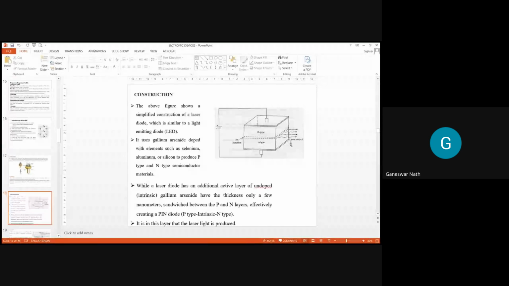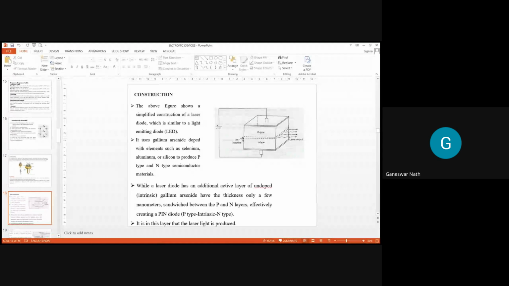Okay, so this figure simply shows a simplified construction of a laser diode, which is similar to that of the light emitting diode. It uses gallium arsenide doped with elements such as selenium, aluminum, or silicon to produce the p-type and n-type semiconducting materials. While a laser diode has an additional active layer of undoped intrinsic gallium arsenide, with a thickness of only a few nanometers, that is sandwiched between the p-type and n-type layers, and it is this thin layer where the laser light is produced.